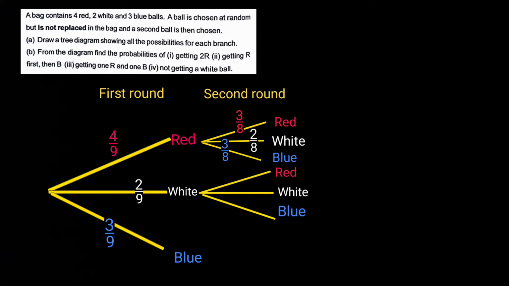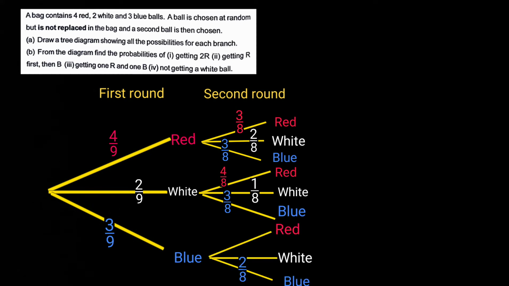Moving on to the second branch where a white ball was chosen, since a white ball was removed, there will now only be 1 white ball left. Therefore, the probability of getting a white ball in the second round is 1 by 8. And again, because no red ball or blue ball was chosen, their numbers will remain the same and will receive the same numerator as in the first round, with the only difference being that there are only 8 balls left.